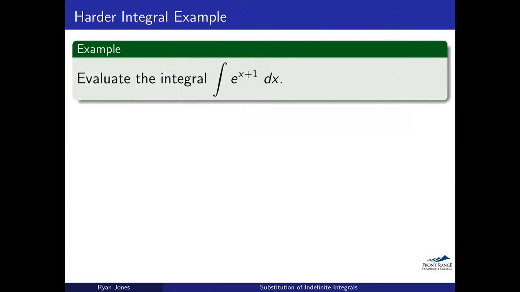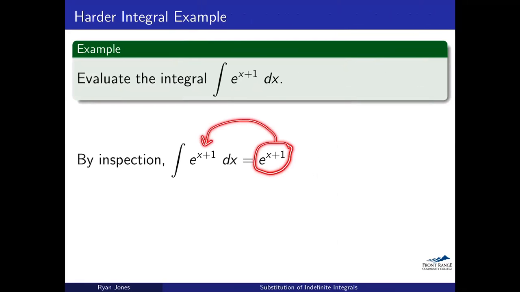Now, for something like this, you could probably just look at it and say it's going to be e to the x plus 1, because if I take a derivative of e to the x plus 1, I get the same thing, e to the x plus 1. And let me be clear, I am doing chain rule. So for this e to the x plus 1 that I'll underline there, and I'll underline that e to the x plus 1 in red just to make a distinction.